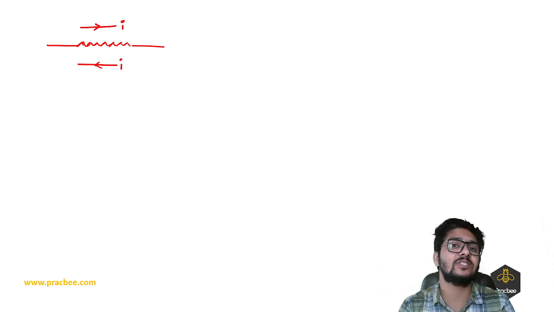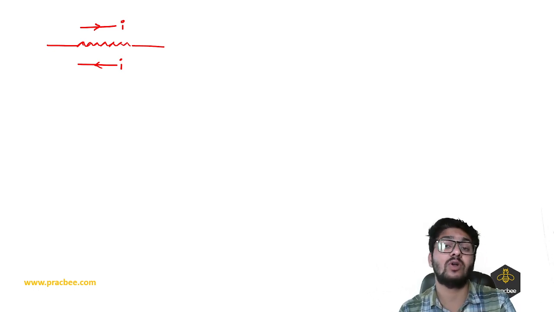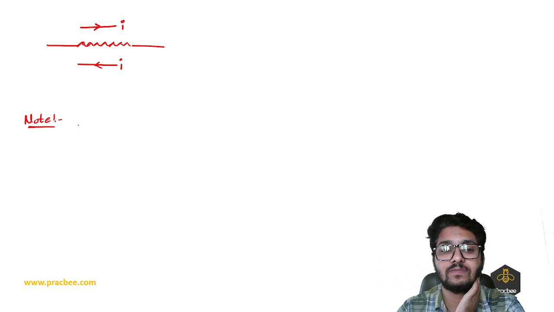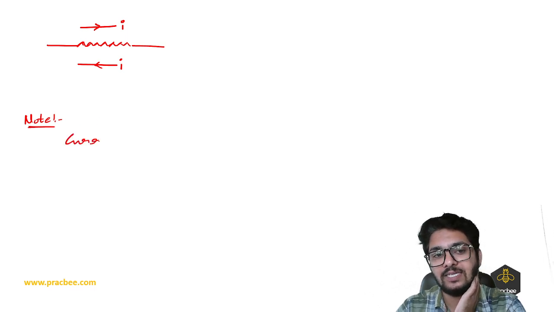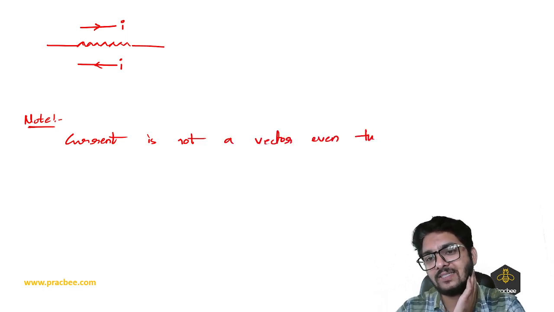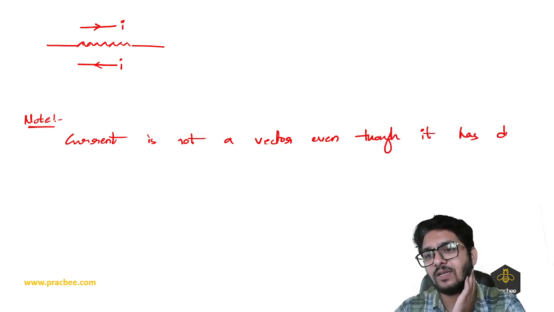But current is not a vector. Even though it has magnitude and direction, current is not a vector. Now, why is that? It is not a vector because it does not obey the vector laws of addition. Current is not a vector, even though it has direction. The reason is what?